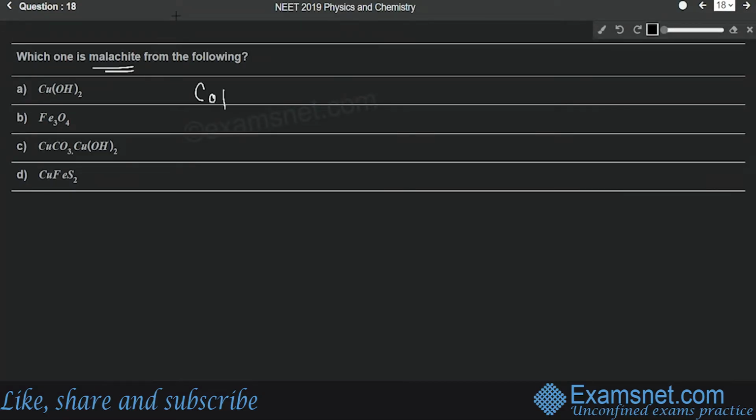It is copper carbonate hydroxide mineral, and it is bright green in color. Okay, bright green colored mineral. So option B will be the correct answer. This is the correct formula for malachite. Okay, copper carbonate and copper hydroxide.